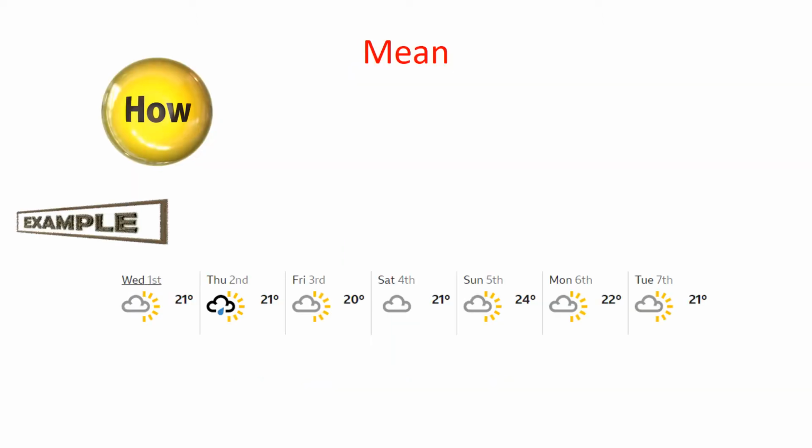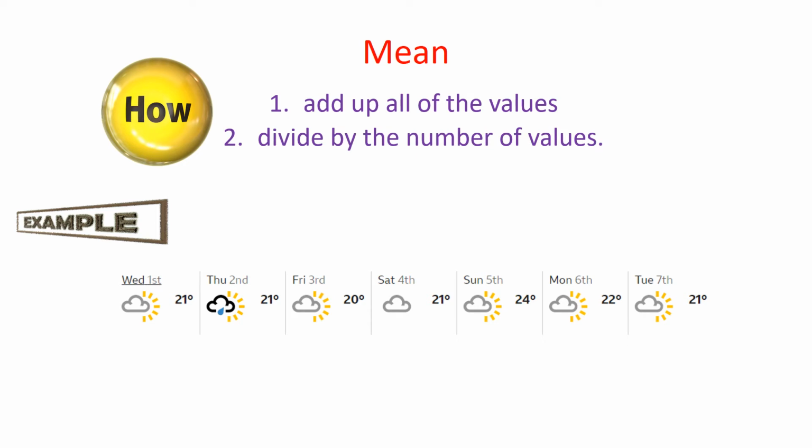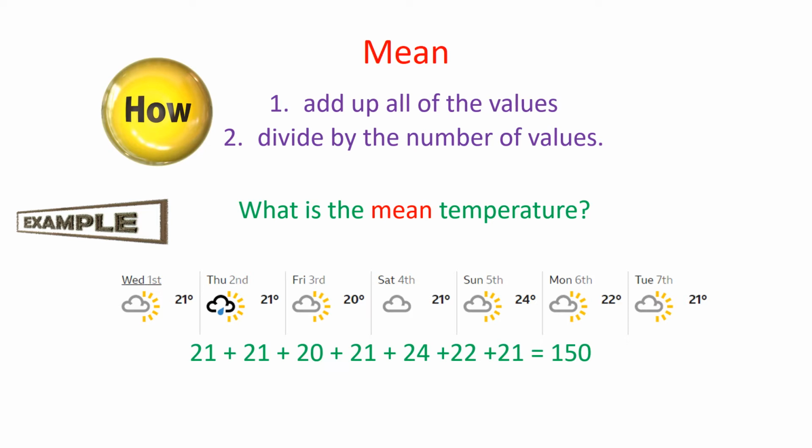So the first one we'll look at is one of the averages, probably the most common one or the one you're most familiar with, which is the mean. And to work it out, you add up all of the values, divide by the number of values you've got, and that gives you the mean. So for the mean temperature for the data we have here, we'll add up all those temperatures, divide by 7 because we've got 7 days, and that will give us our mean temperature, which is 21.4 degrees.